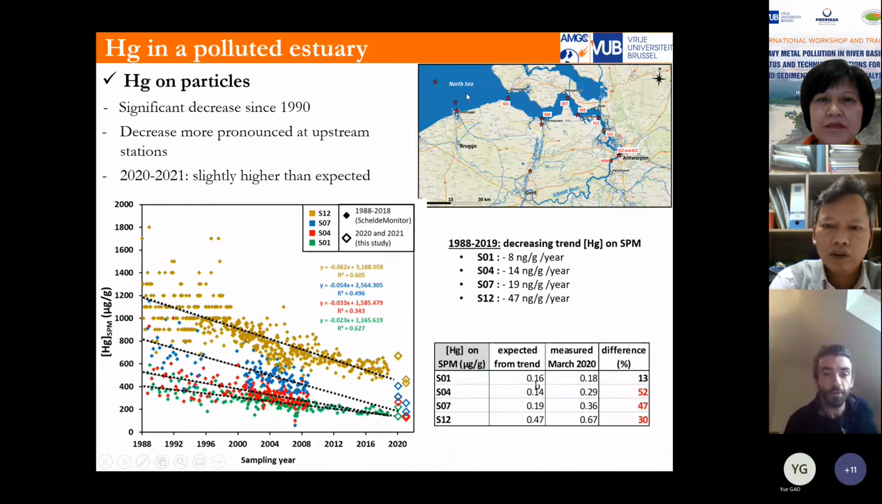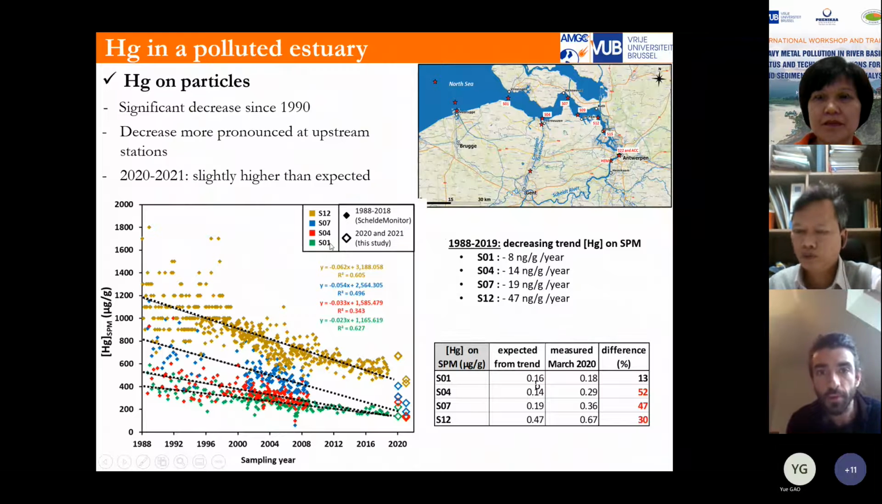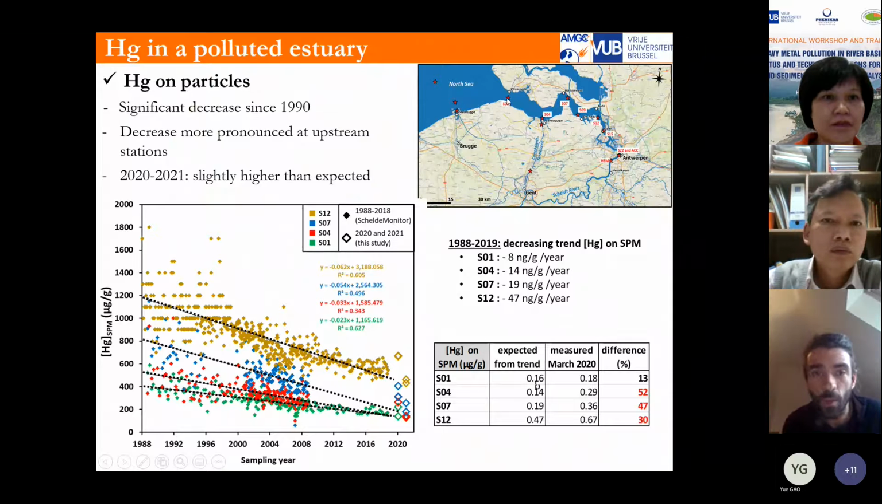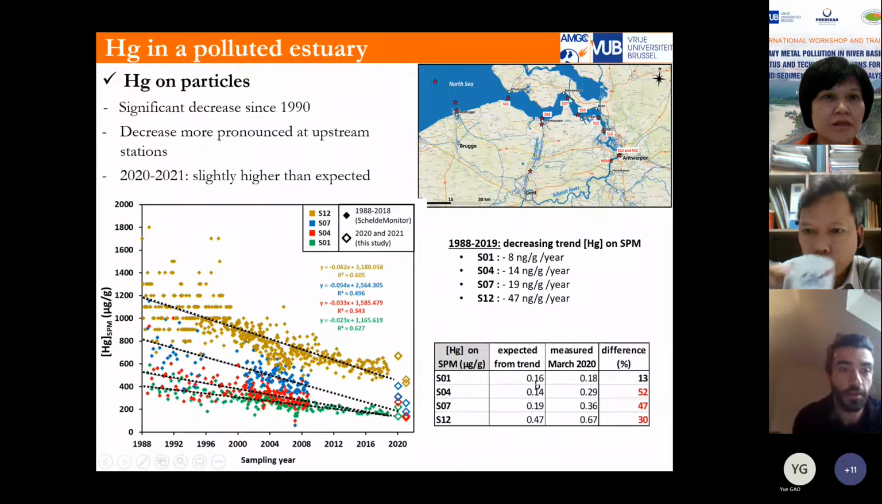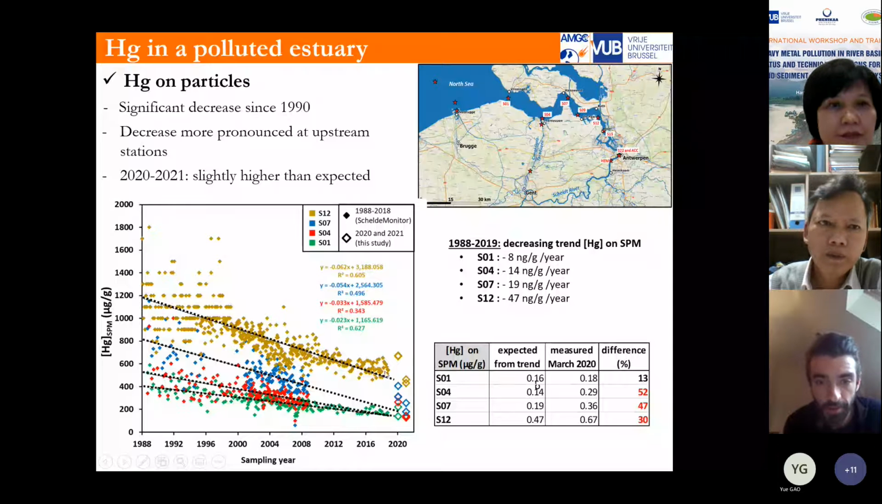Then we compare these mercury concentrations to historical data. That is done frequently by a team, the Scale Monitor, and they are from the Netherlands, I think. And so here is the historical data. So you can see that for 4 stations, we took SO1, SO4, SO7, and S12. You have a clear decrease since the 90s to 2018. And here are our measurements.